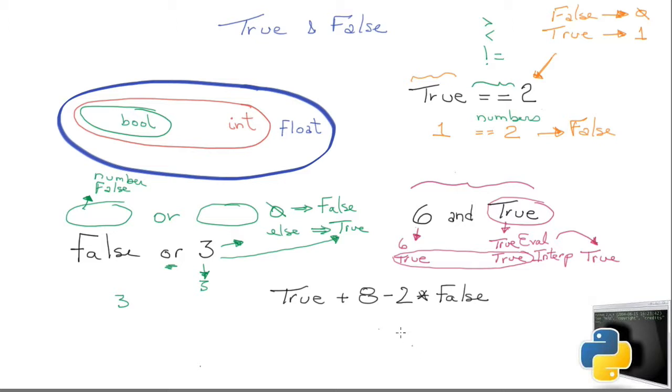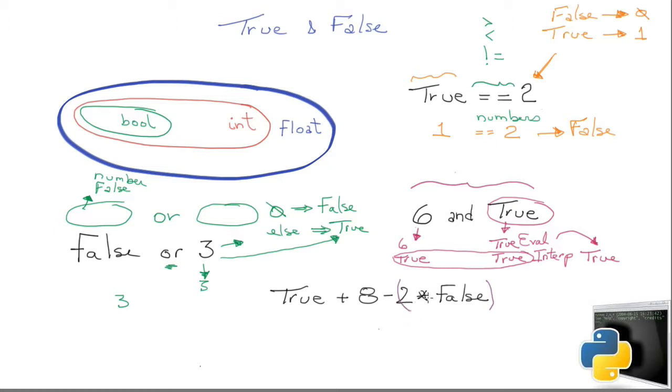So let's go over another example here. True plus 8 minus 2 times false. So what we have here are addition, subtraction, and multiplication operators which take numbers, but we have true and false here. So let's look at the order of precedence. The multiplication happens first, so it's like we have brackets around here, and then the plus and minus will operate from left to right.